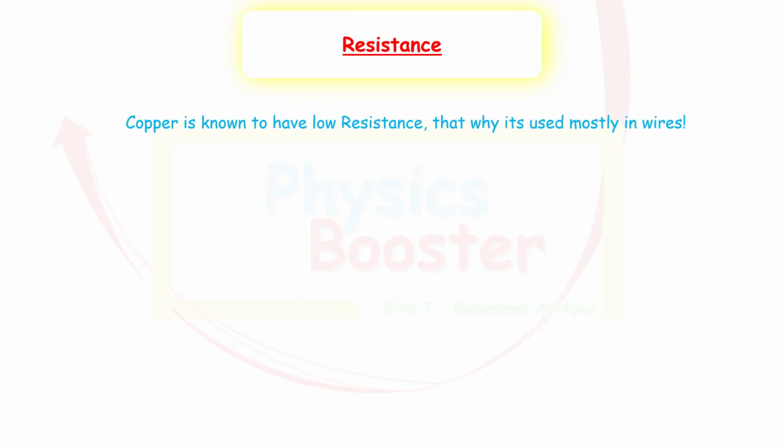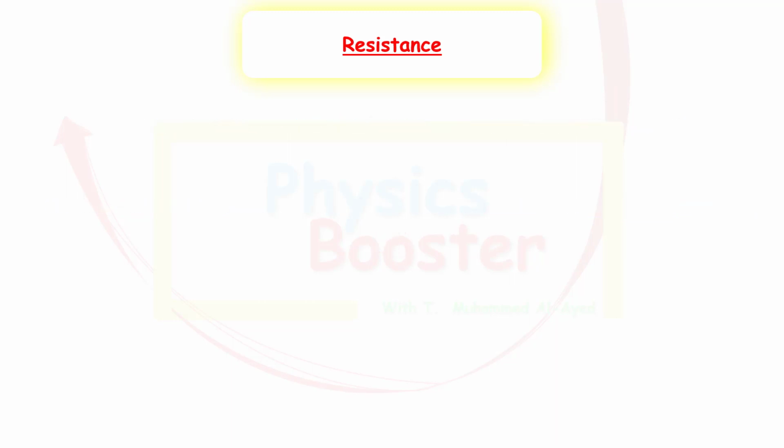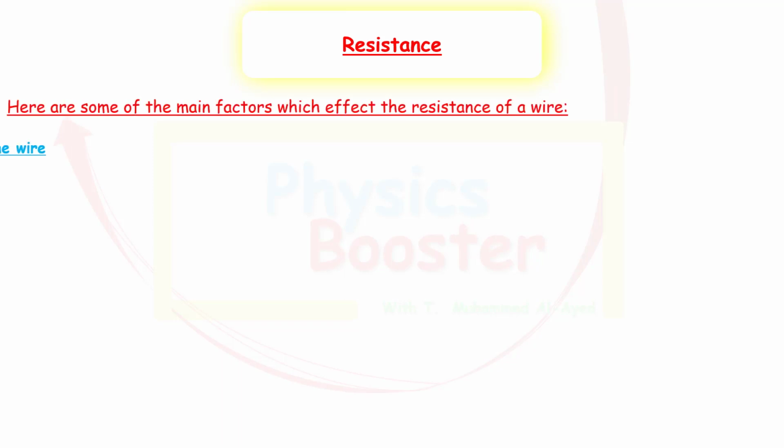Now, copper is known to have low resistance. That's why it's mostly used in wires. But does that mean that all types of copper wires have the same resistance despite their size or length? I think we all know the answer to this. It is also no. There are three factors which affect the resistance of a conductor. These factors are as follows.